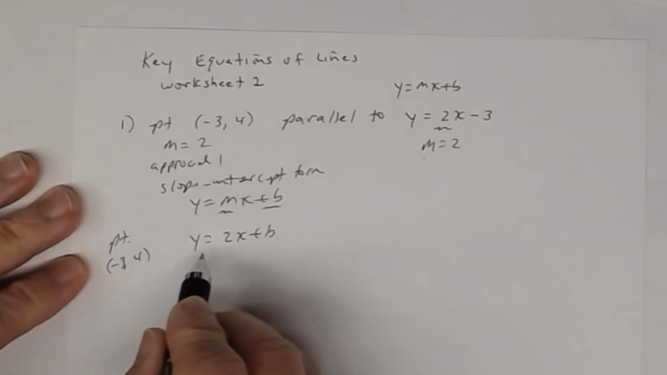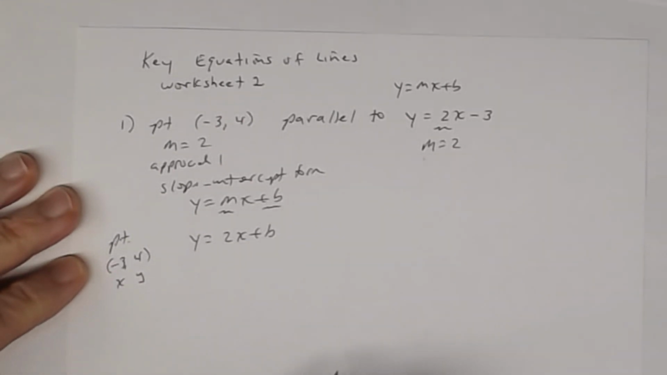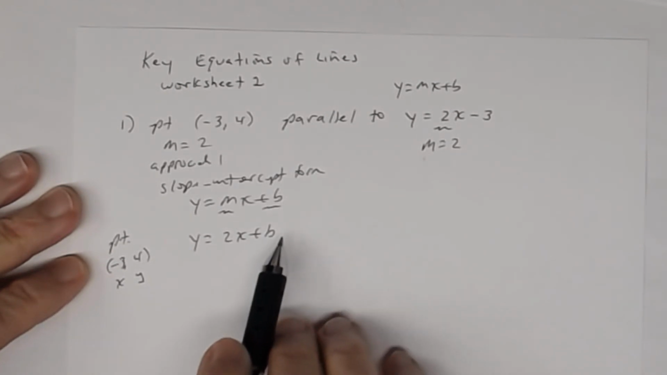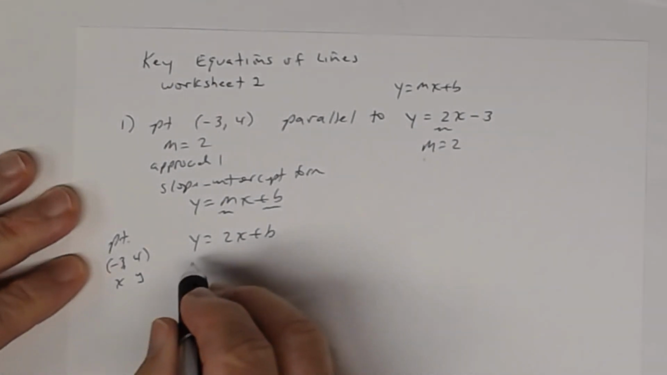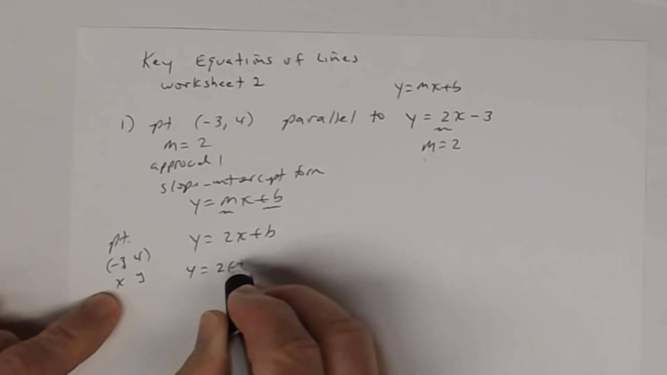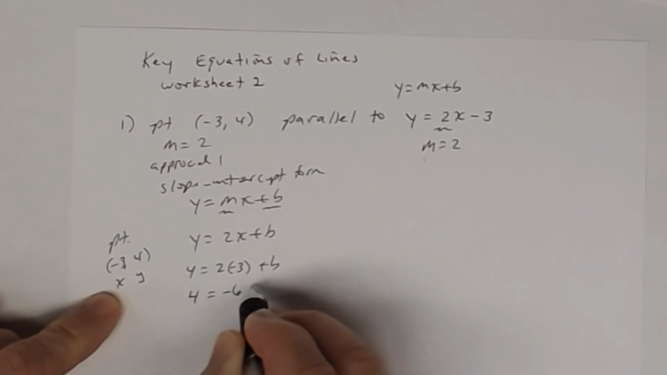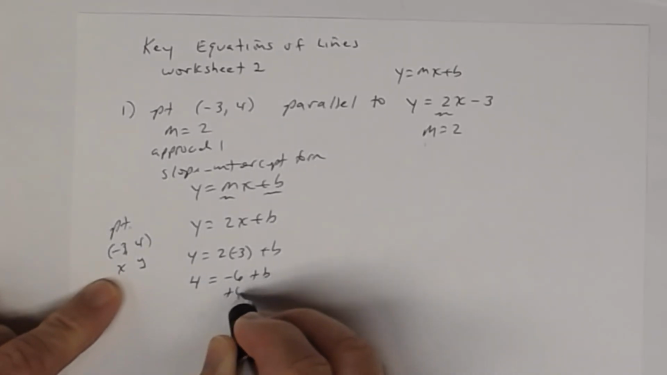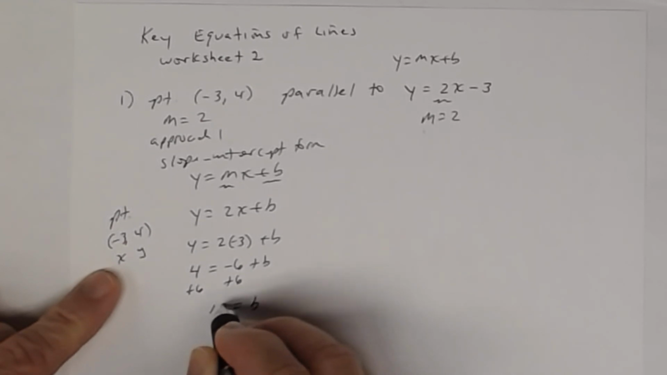So in place of x, I'm going to substitute negative 3, and in place of y, I will substitute 4, and that will allow me to solve for b, which is the y-intercept. And so I get y, which is 4, equals 2 times x, which is negative 3, plus b. So 4 equals negative 6 plus b. Adding 6 to both sides, I get b equals 10.